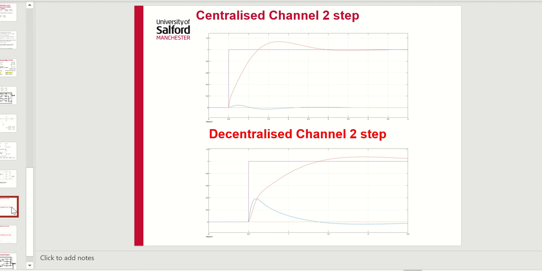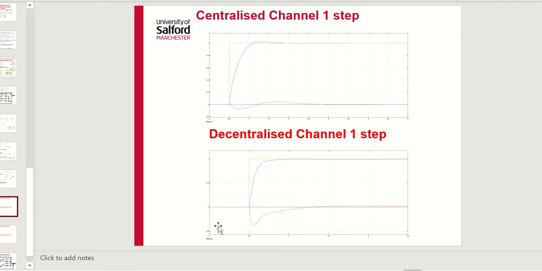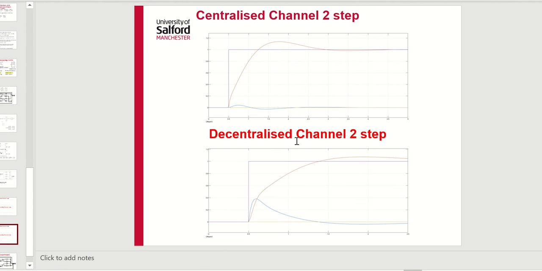So looking at these in a little bit more detail, we can see this has got quite a big interaction here. This is significantly smaller here, and on this channel here again we've got quite a big interaction, about 40%, whereas this is only in the sort of 5% interaction.